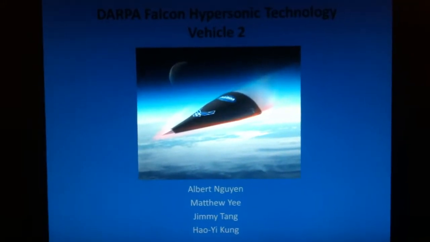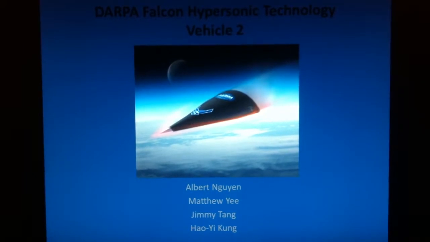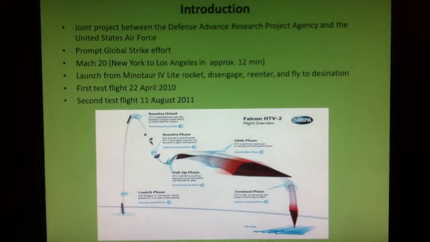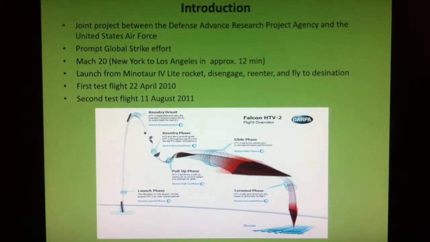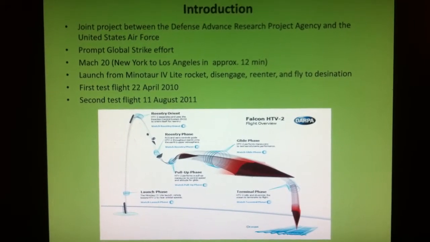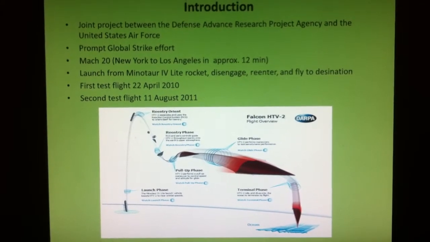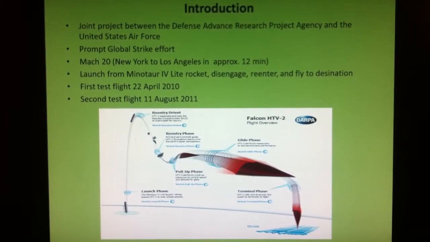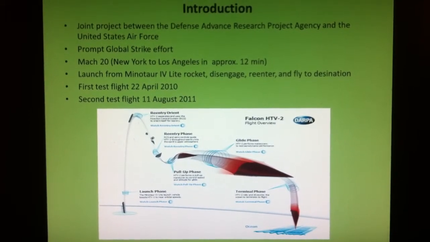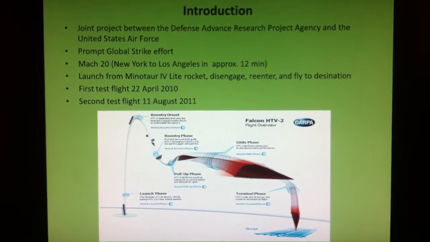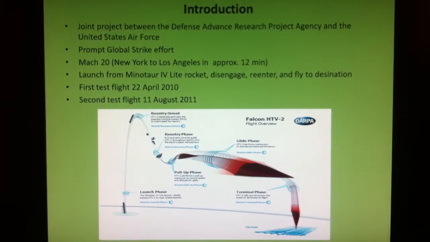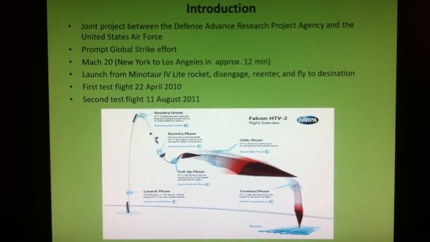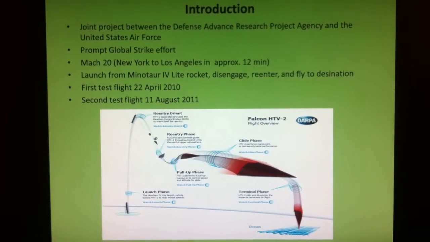Our project is on the fluid mechanics of the DARPA Falcon Hypersonic Technology Vehicle 2. The Falcon HTV-2 is a joint project between the Defense Advanced Research Projects Agency, also known as DARPA, and the United States Air Force. It is part of the military's Prompt Global Strike effort and is capable of speeds up to Mach 20. The HTV-2 is designed to be launched into space by a Minotaur 4 light rocket, disengage from the rocket, re-enter Earth's upper atmosphere, and fly to its destination.